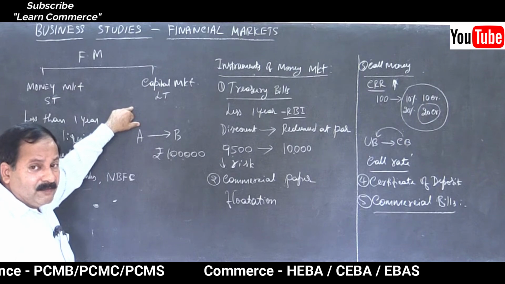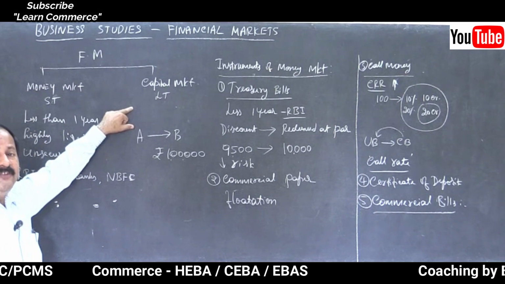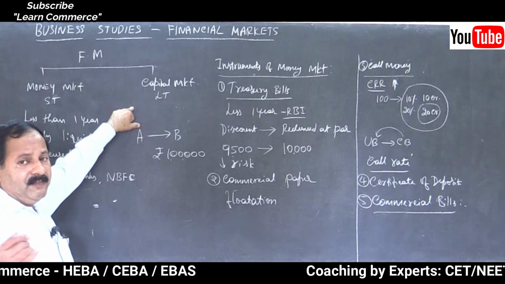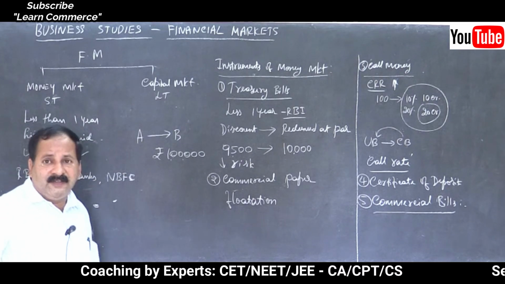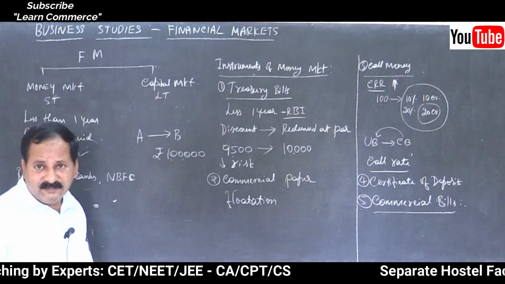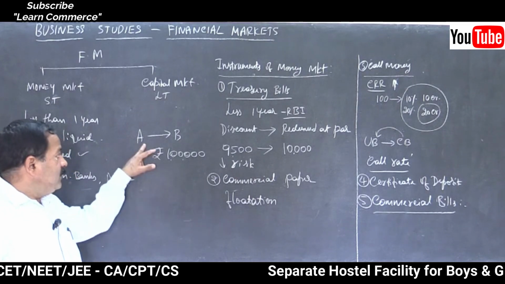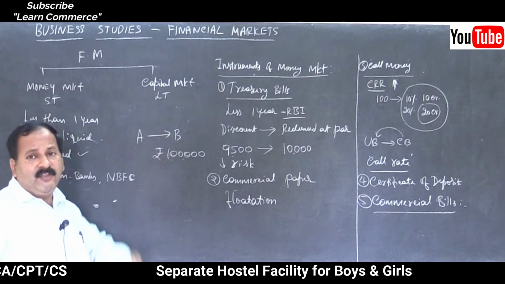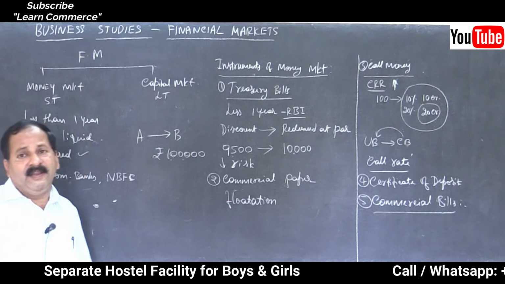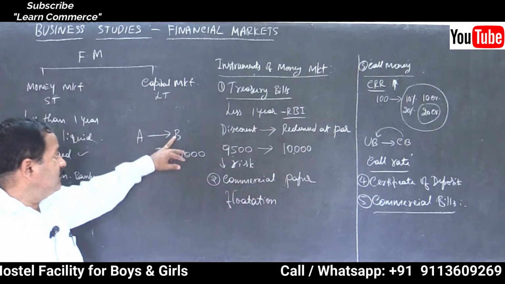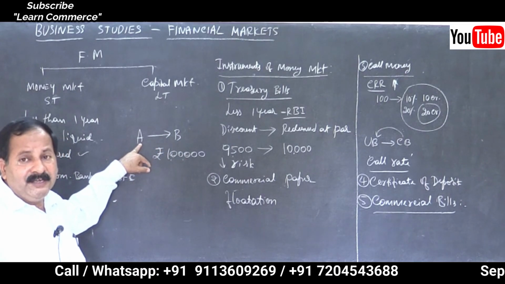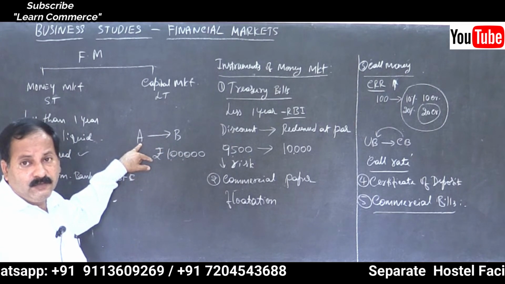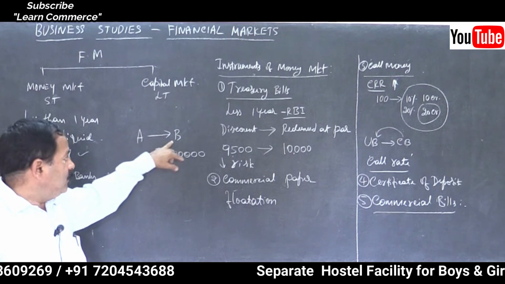When he discounts the bill, Mr. A will get instant cash after deducting the discounting charges. Maybe A may get 99,000, 1,000 is discounting charges. Fine. Then that 99,000 will be shared by A and B mutually. Suppose Mr. B is in need of 40,000 and Mr. A is in need of 60,000. So 59,000 Mr. A will take, 40,000 Mr. B will take.